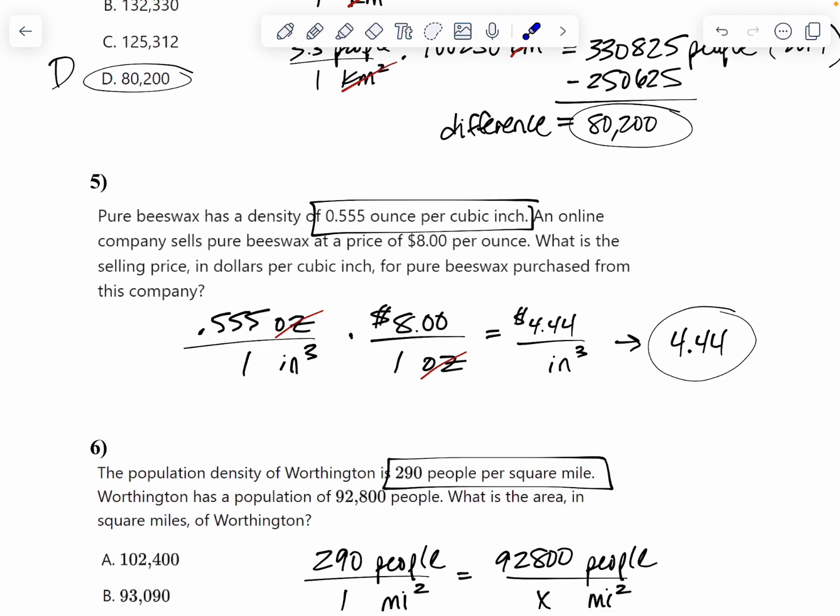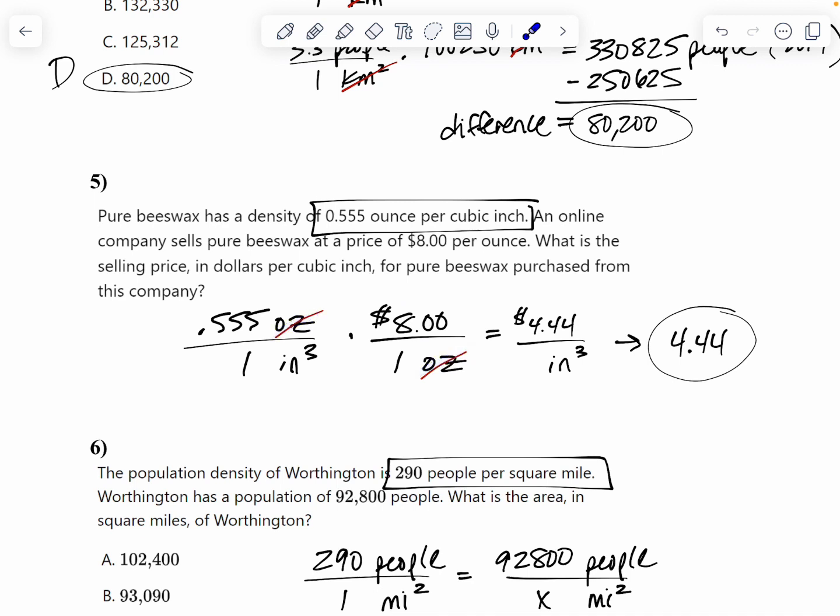Number 5, pure beeswax has a density of 0.555 ounce per cubic inch. I know where we're going with this. I'm making a fraction out of that right away. And I labeled ounces over cubic inches, which means inches to the third. An online company sells the beeswax $8 per ounce. So do I multiply or do I divide by $8? It gets kind of confusing. I want the ounces to cancel, and it tells me that it's $8 per ounce. So that's why I'm putting the 1 ounce in the denominator and the $8 on top. Okay, so that's going to cancel my ounces here.